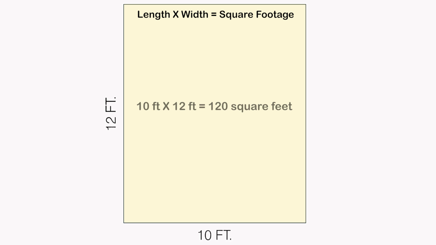The formula used to calculate the square footage of a typical square or rectangular room is going to be the formula used for most rooms. As seen here, the formula is simple. If we have a room that measures 10 feet by 12 feet, our formula would look like this.